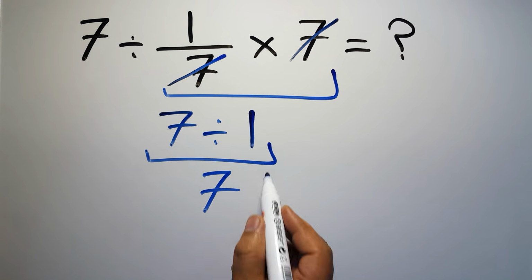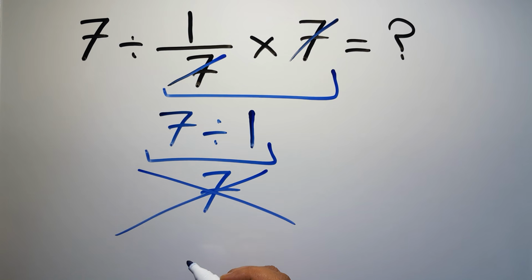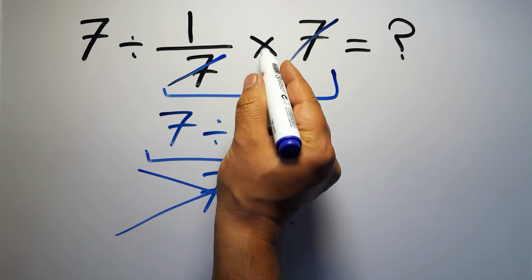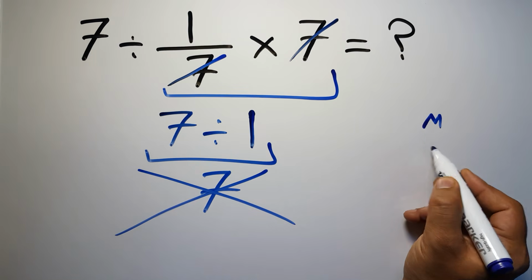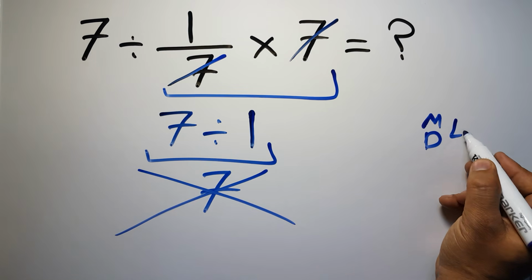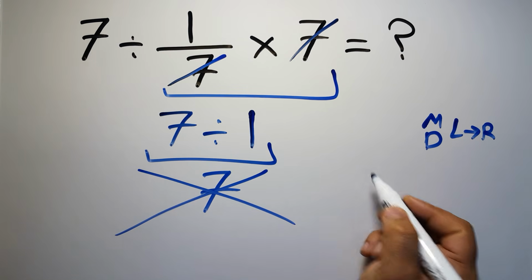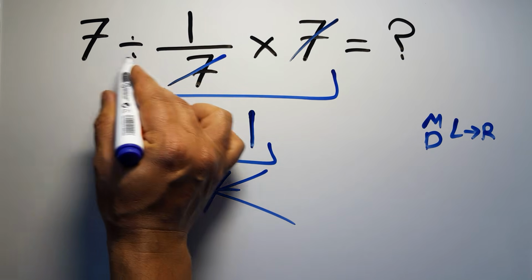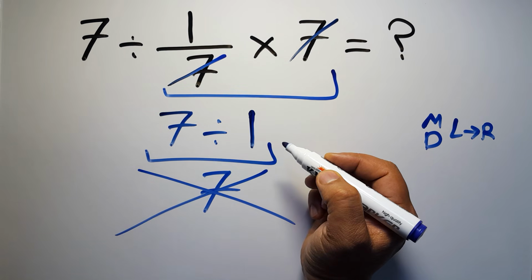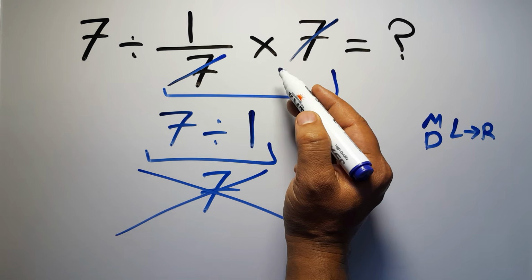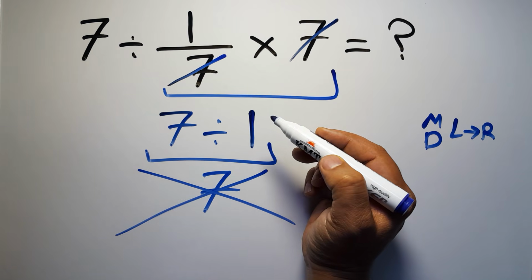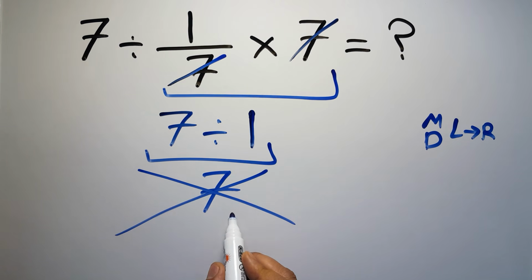But this answer is not correct, because according to the order of operations, multiplication and division have equal priority, and we have to work from left to right. So here, first we have to do this division, then this multiplication. If we do this multiplication before this division, it is wrong. So this answer is not correct.